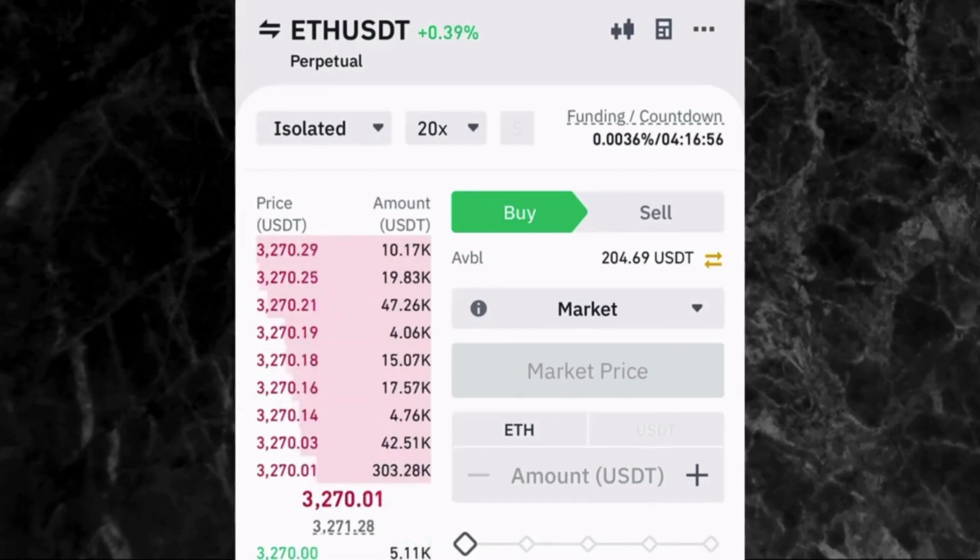And also, if you are not good at technical or fundamental analysis, you will need it for futures trading, because you can't just enter a trade anyhow when you are trading futures. You can't just enter a trade anyhow, because you are going to lose money if you do. So you need to do some kind of analysis.